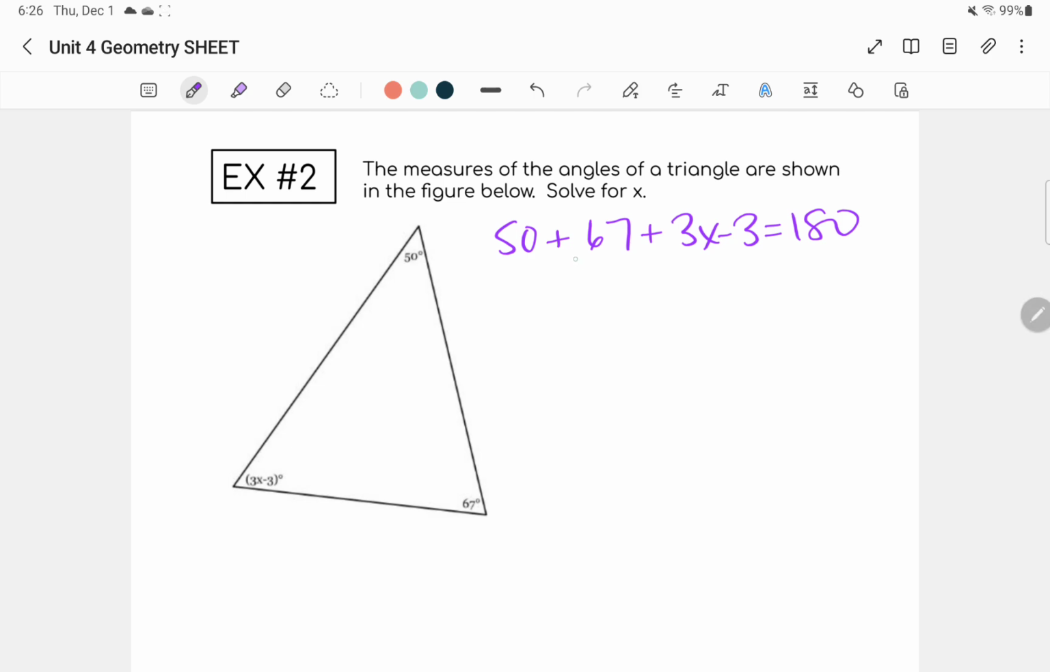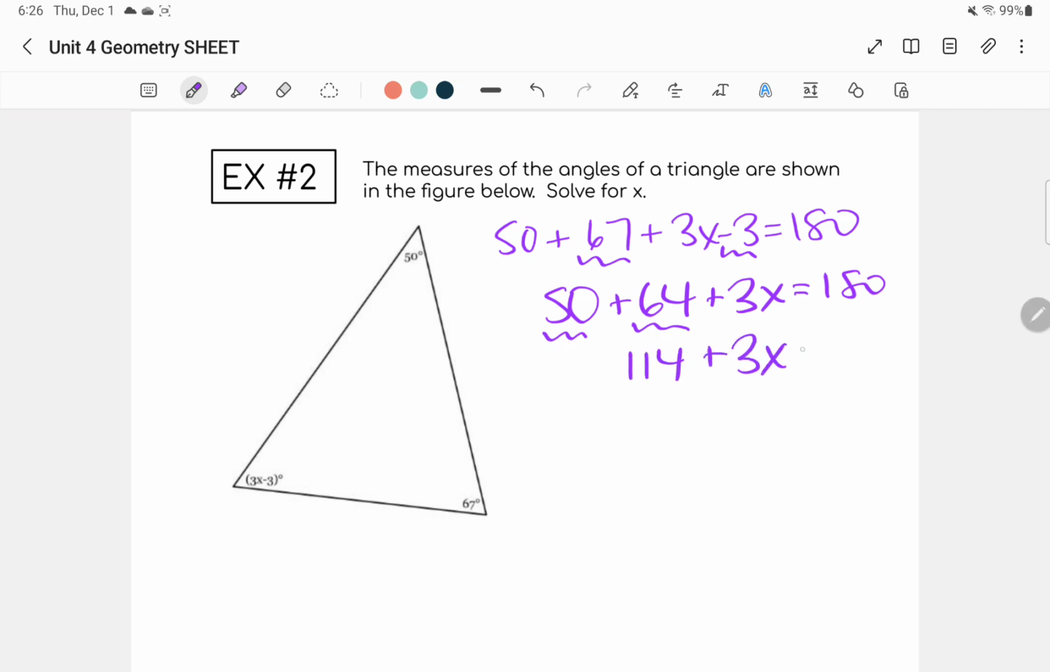So I'm going to go ahead and do 67 minus 3 first. 67 minus 3 is 64. So I'm going to write everything else, bringing down everything but the 64: the 50, the 3x, that equals 180. Now I'm going to go ahead and combine these like terms. Now I could do it in any order. I could have added 50 and 67 first and subtracted 3. Doesn't really matter. I just chose to do it this way. So 50 plus 64 is 114. And I bring everything else down.